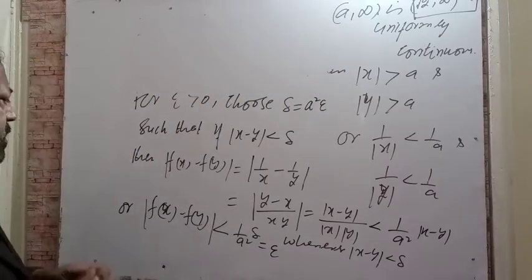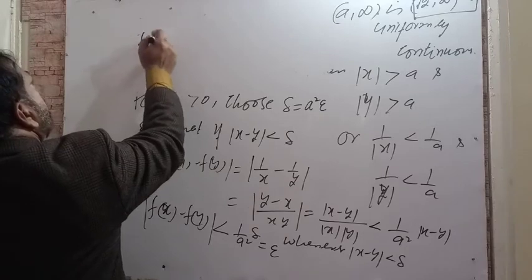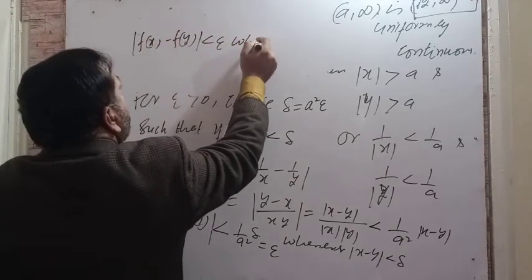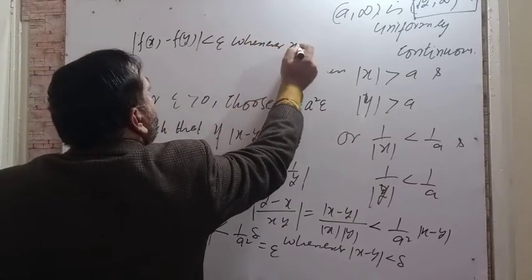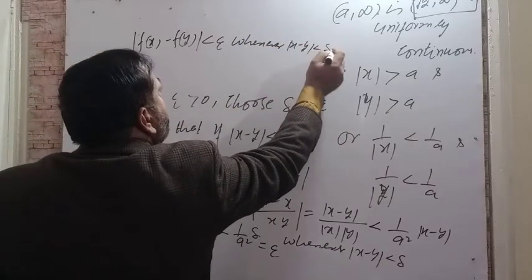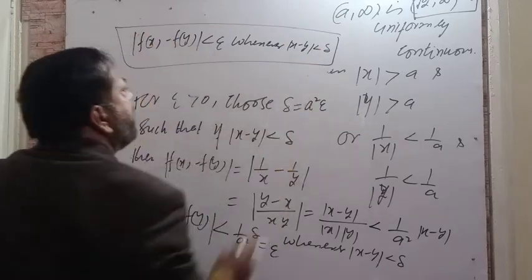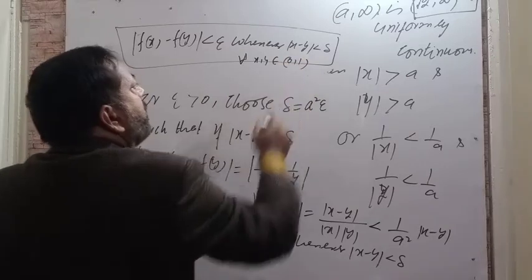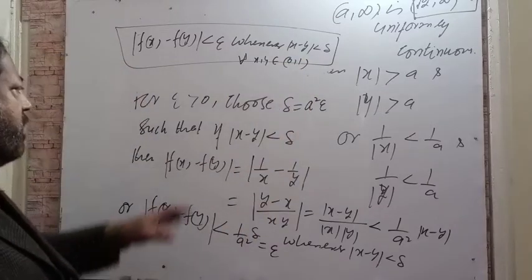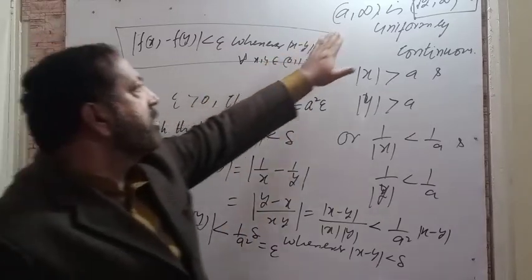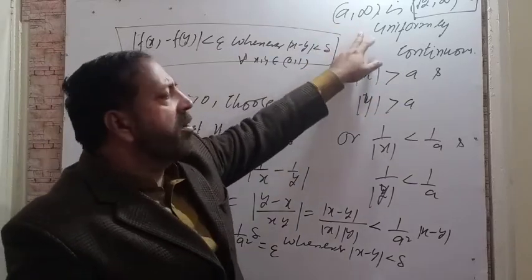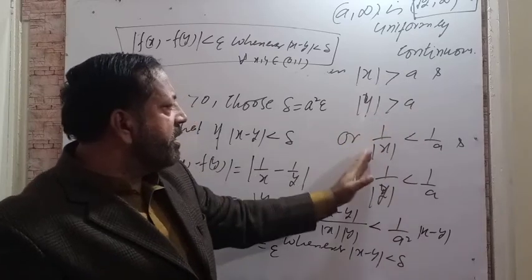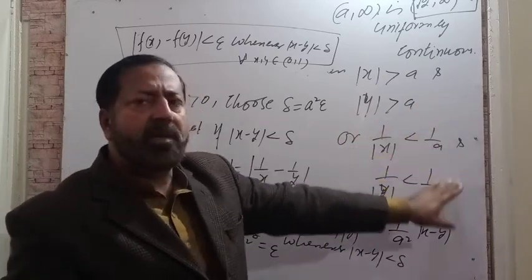This means that |f(x) - f(y)| is less than epsilon whenever |x - y| is less than delta. Yes, this definition is satisfied for all x, y belonging to (0, 1)... Because I have chosen x and y as arbitrary points from this interval, and since x and y belong to this, |x| must be greater than a and |y| must be greater than a, so that 1/|x| and 1/|y| both must be less than 1/a.